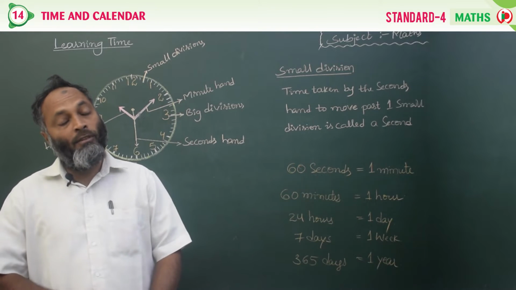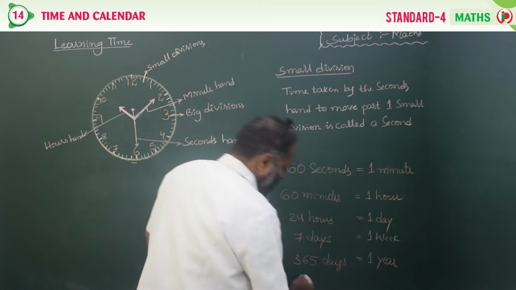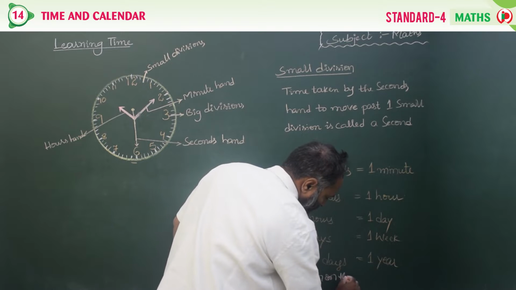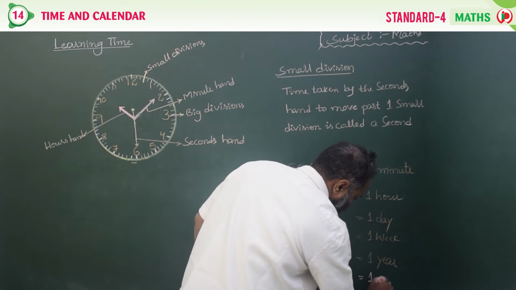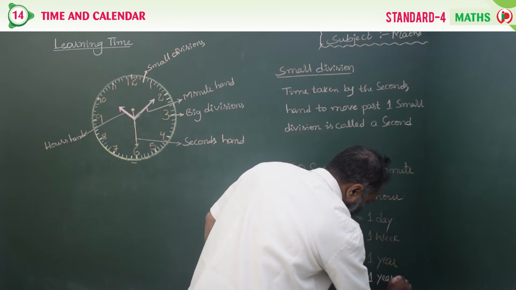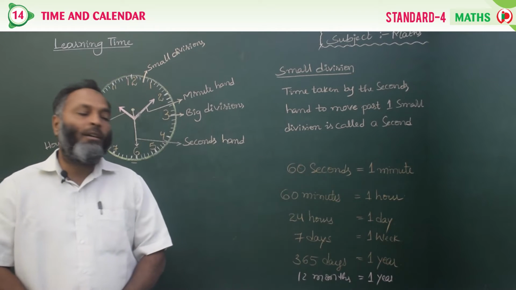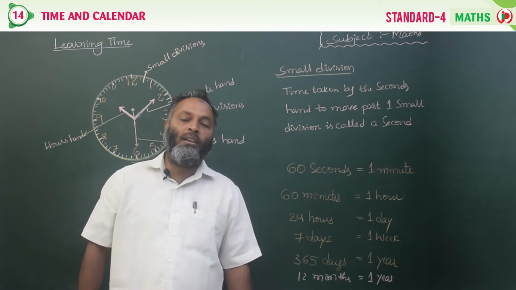Okay, and again in 1 year we have 12 months. So, 12 months make 1 year. In 1 year how many months we have? So, 12 months. Okay, students.